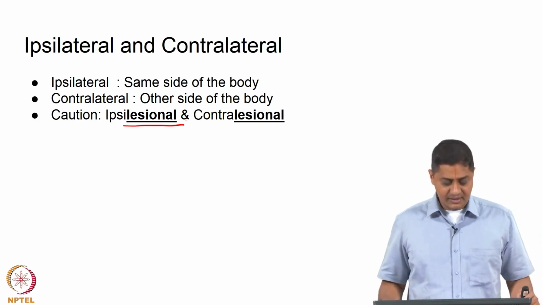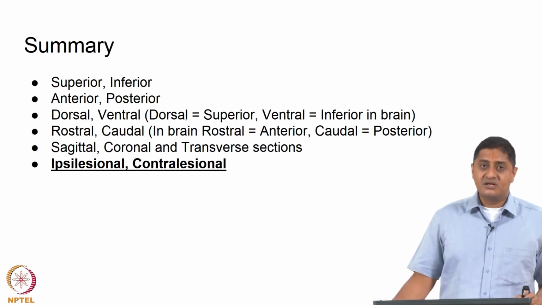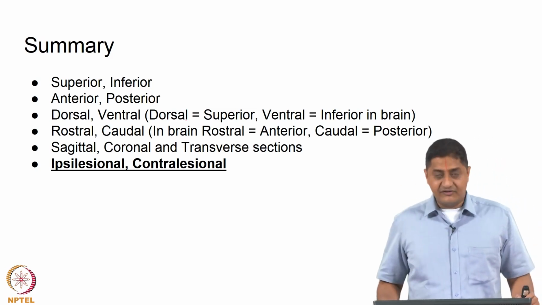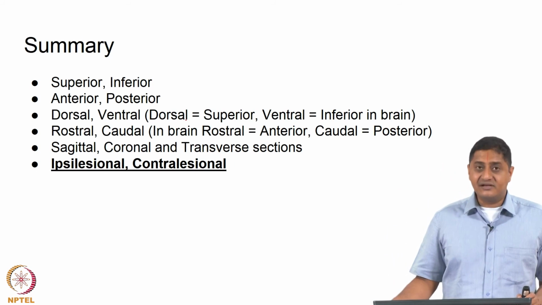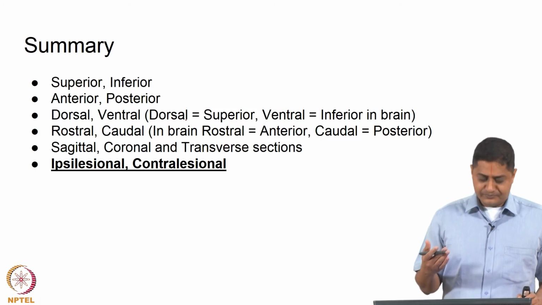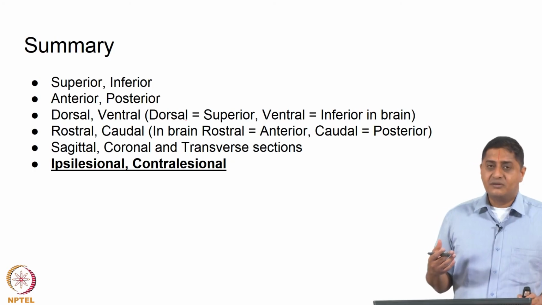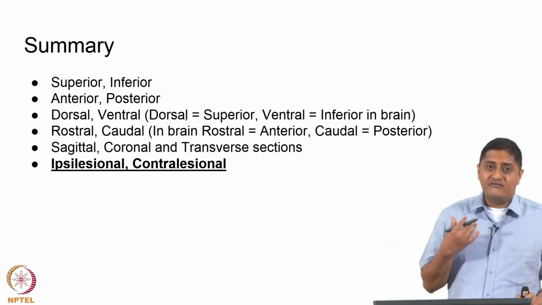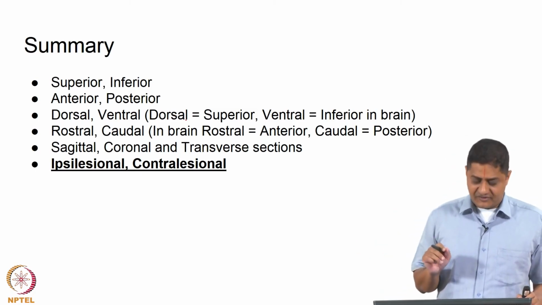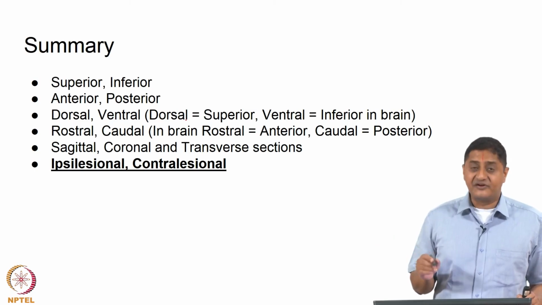So, in summary, we have seen superior and inferior. Superior means those parts that are toward the top of the body or toward the head, and inferior means those that are towards the foot. Anterior means those parts of the body that are towards the front of the body, whereas posterior refers to the back side of the body. Dorsal means the back side of the body and ventral means the front side of the body in quadrupeds, whereas in the brain of humans, of bipeds, dorsal refers to the superior side and ventral refers to inferior.